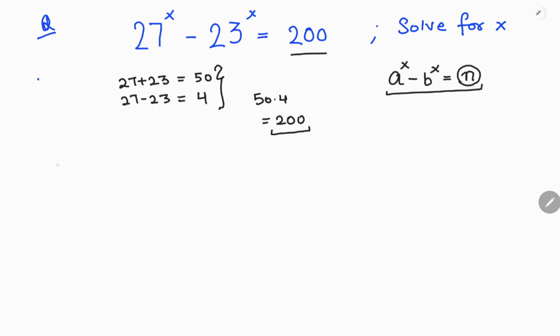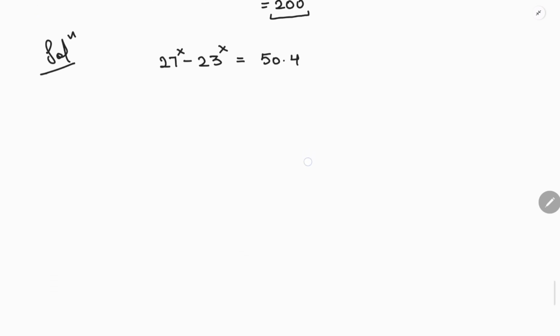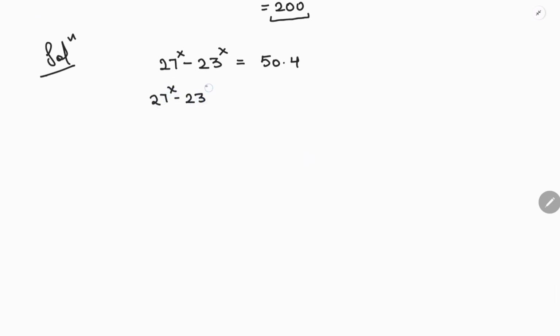Okay. So now I will try to solve it. Solution here. I will write 27 raised to power x minus 23 raised to power x. So this 50, if I write it as 50 times 4, that won't affect the equation, right? Now, since I know the relation between these two, a and b, like 27 and 23, what can I do here? I can write 50 as 27 plus 23, okay, and 4 as 27 minus 23, okay.